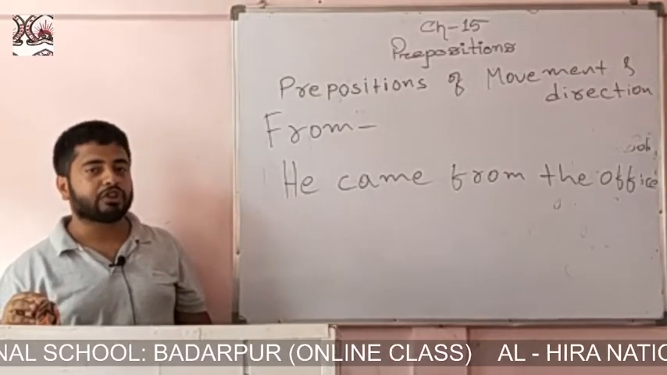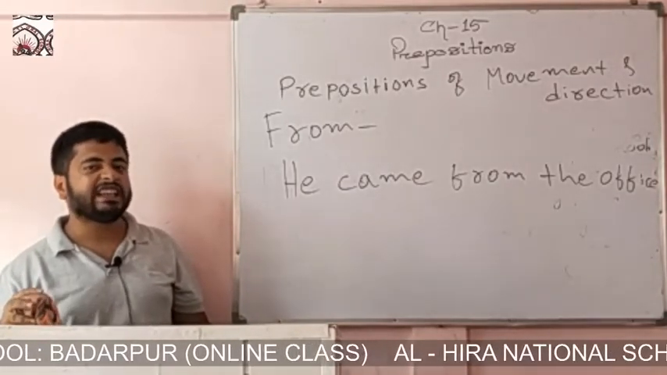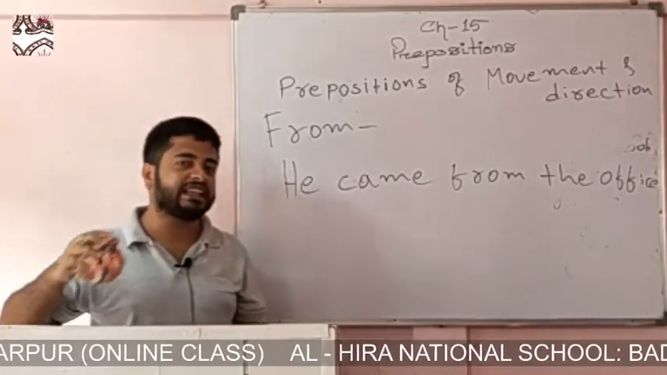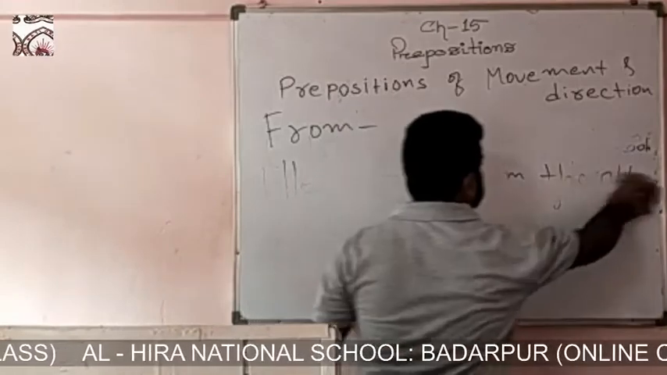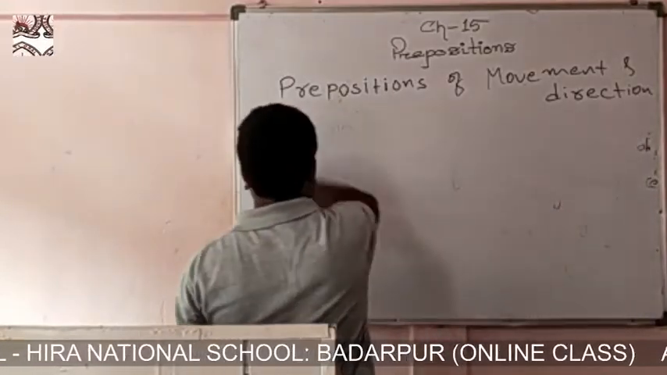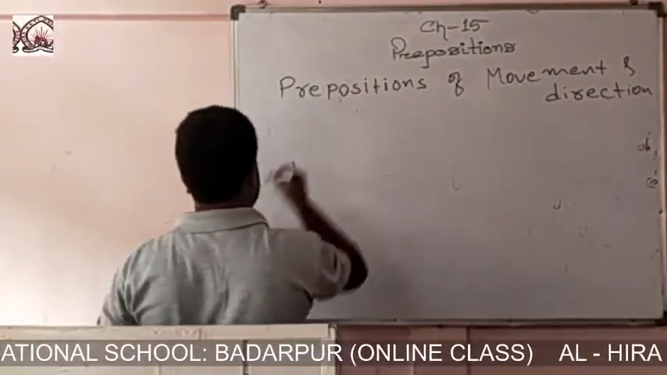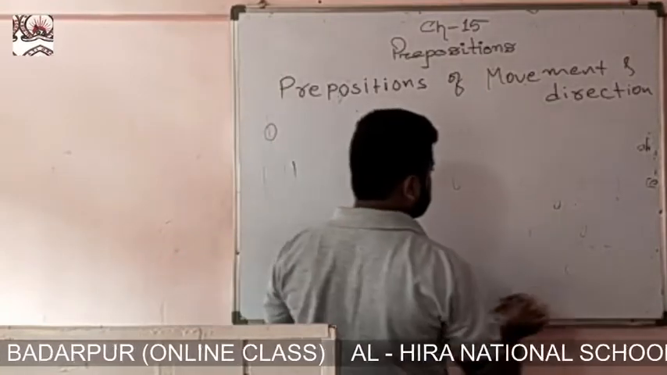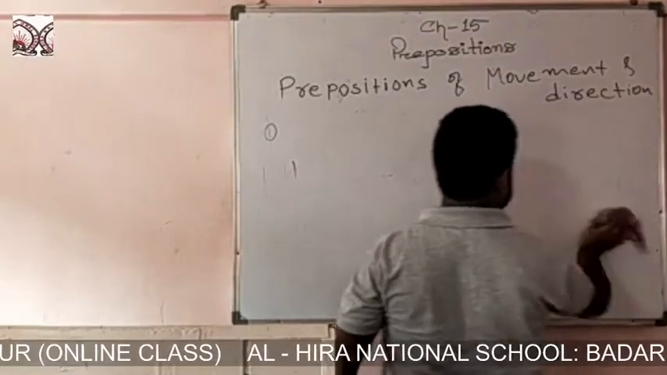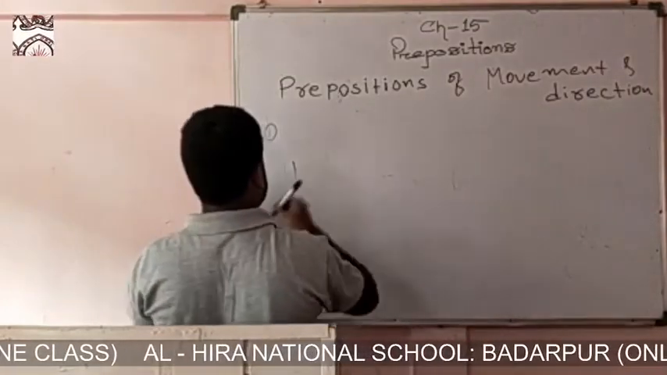Now the next preposition is "of". It indicates separation. The next preposition is "of" and it indicates separation.